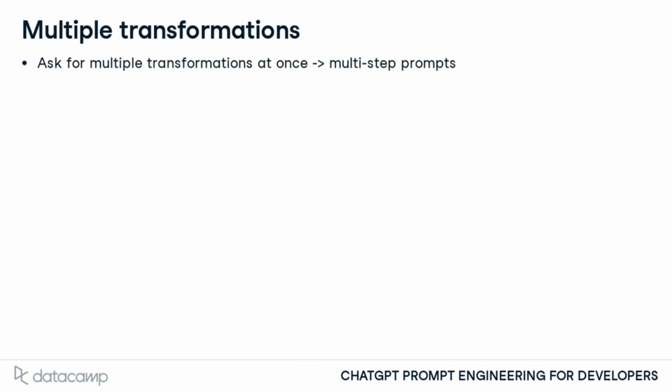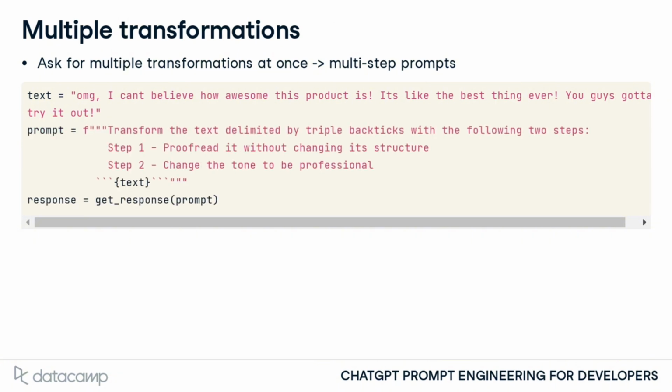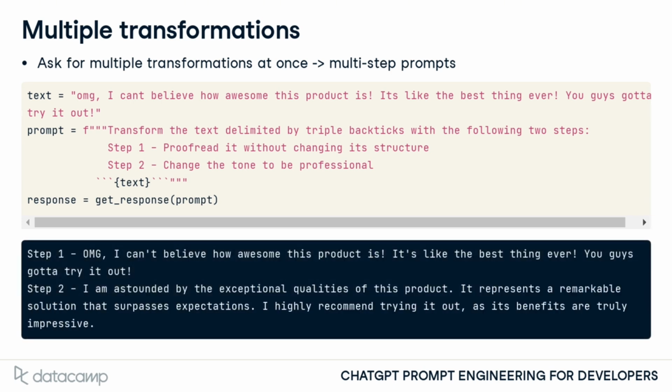Finally, we can perform multiple transformations at once using multi-step prompts. Suppose we have the following text for a product review written informally with many errors. We ask the model to proofread it first, then rewrite it in a professional tone. The model corrects the text in step 1 and rewrites it in step 2.